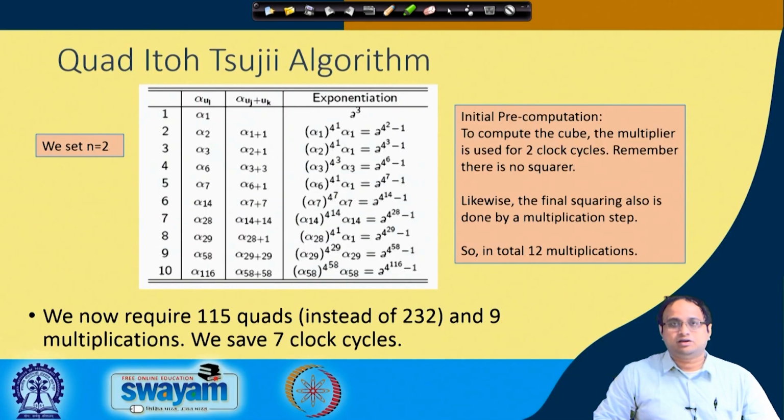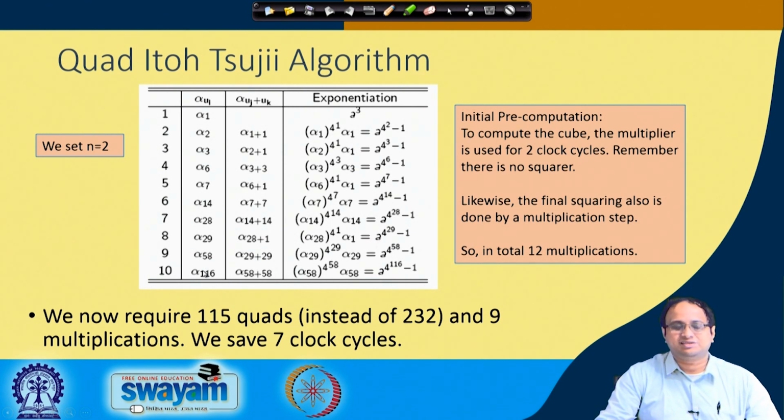To start with, here is a brief recap of the Quad-Itoh inversion algorithm. In this case I have set n equal to 2, but if we remember, we generalized in the last class so that n can be 2, 3, 4 or whatever. Here, with n equal to 2, this is the operation you had to do. If I want to compute an inversion in 2^233, then I need an addition chain till 116, and I essentially do this so that I finally get alpha 116.